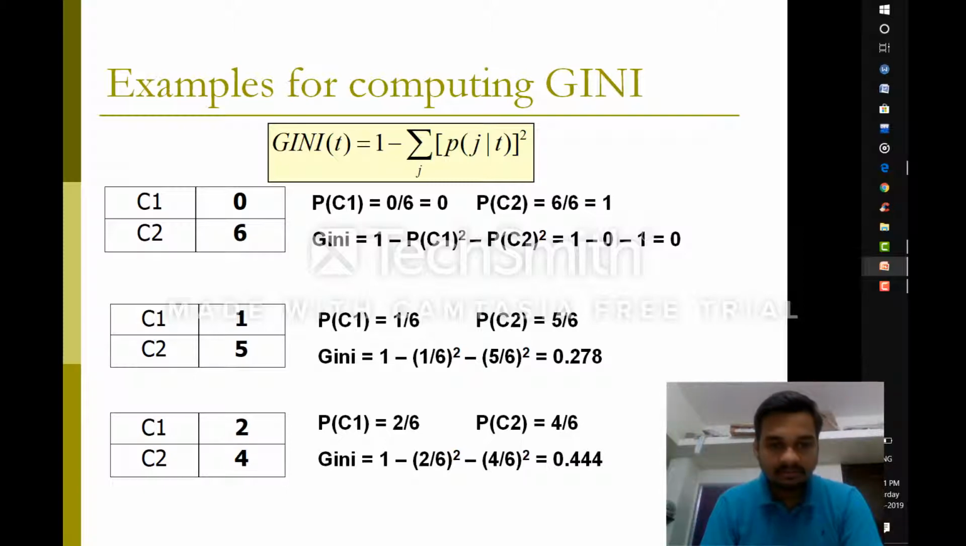The second example is the same as the first. We have C1 equal to 1, and C2 has 5 records. So its relative frequency is 1 by 6 for C1, and for C2 it's 5 by 6. To find its Gini value, we know the formula: 1 minus summation of relative frequency square. If we calculate it, it is 0.278. And the third example is also the same.